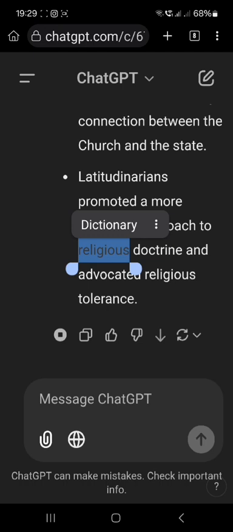2. Succession crisis. King James II's Catholicism intensified concerns about the succession of the throne. His second wife gave birth to a Catholic heir, threatening the continuation of a Protestant monarchy.